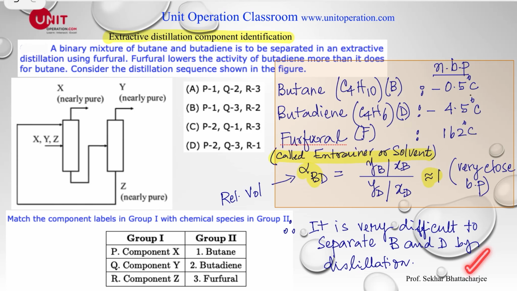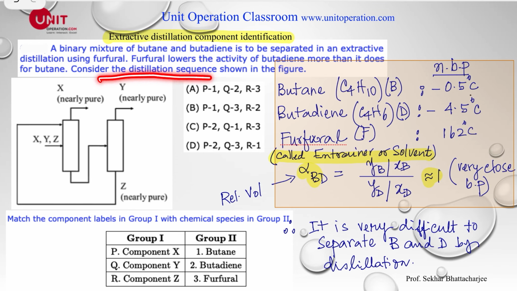My name is Shekhar Bhattacharjee, and today we are discussing extractive distillation component identification. A binary mixture of butane and butadiene, let's call these B and D, is to be separated in an extractive distillation system using furfural. This is called a solvent or entrainer. We'll look into that. So, what is the role of furfural in this mixture of butane and butadiene? Furfural lowers the activity of butadiene more than it does for butane.